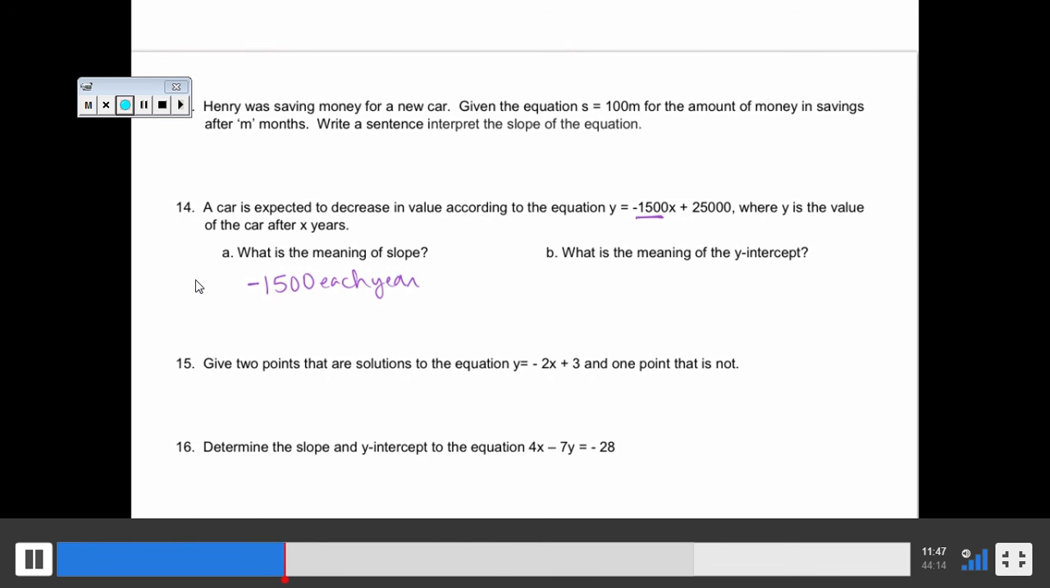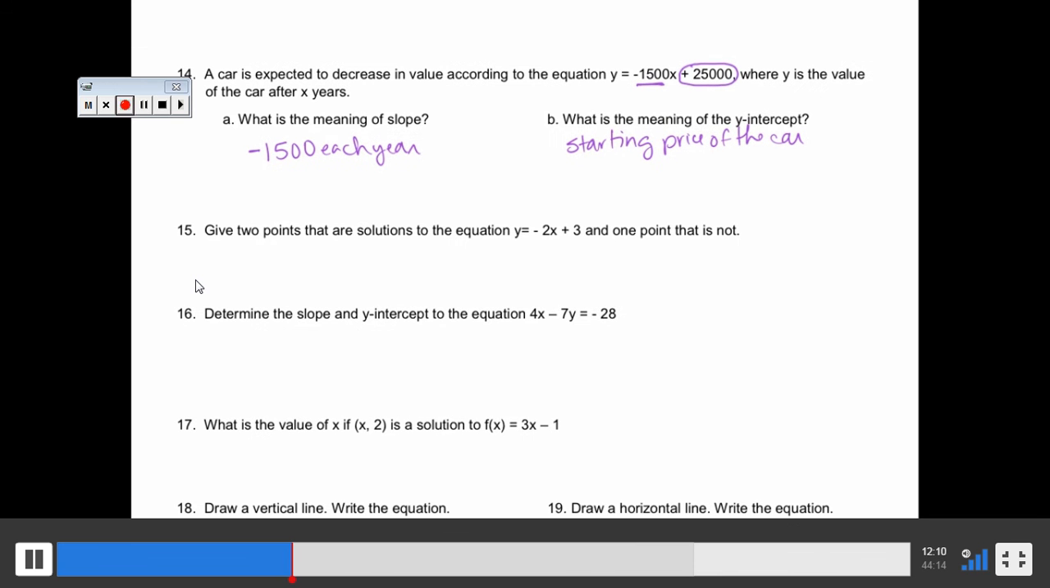So it's going to decrease in value $1,500 every year. The y-intercept, you can always look at that as the starting point. Now in this case, since he's buying a car, that is the starting price of the car.